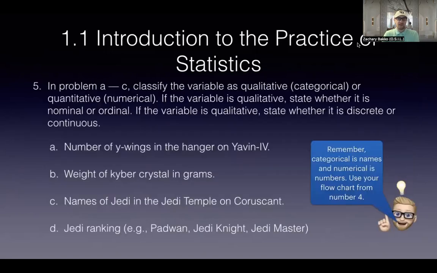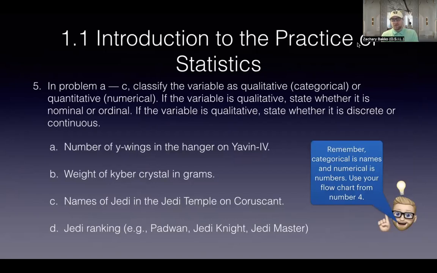Okay, so this is in problems A through C. Classify the variables as qualitative or categorical, or quantitative or numerical. If the variable is qualitative, state whether it is nominal or ordinal. If the variable is quantitative, that should say, see, I told you I'm always making mistakes. It should say if the variable is quantitative, state whether it is discrete or continuous.